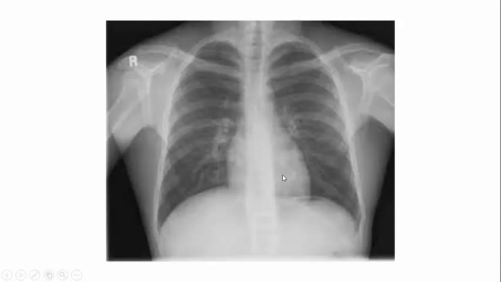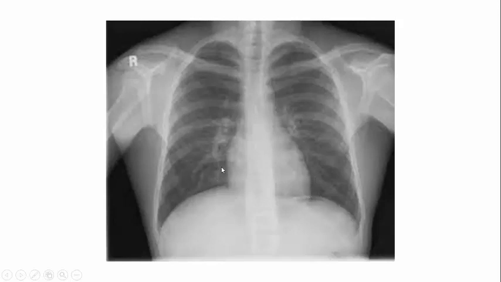And then you have to see the cardiophrenic angle and the costophrenic angle on both sides. Costophrenic angle could be blunted because of pleural effusion, and any mass lying in the cardiophrenic angle could obliterate this angle. And also you have to look at the diaphragm.